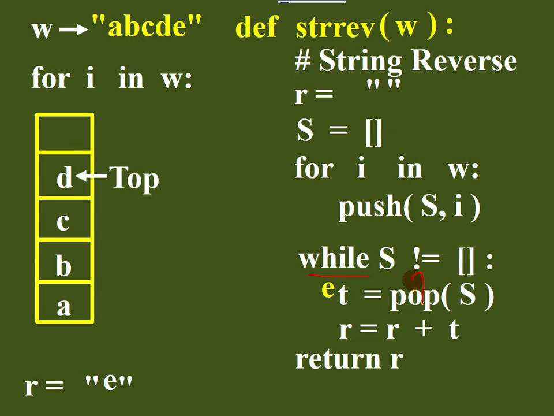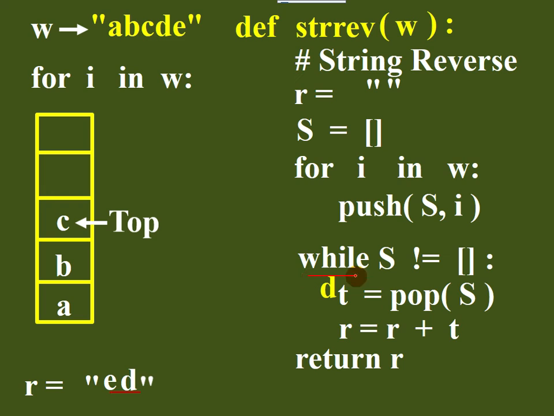Because of while loop, statement repeats. If the stack is not empty, yes, the stack is not empty because top points to the topmost element D. What the pop function does is the topmost element is removed from the stack. It is returned as answer stored in the variable T. So now T contains D and this element is removed from stack. Now top points to the next topmost element C. Now R is equal to R plus T. Assignment operator, right hand side assigned to left hand side. Variable R points to E. So E is concatenated with D, which means you get ED.